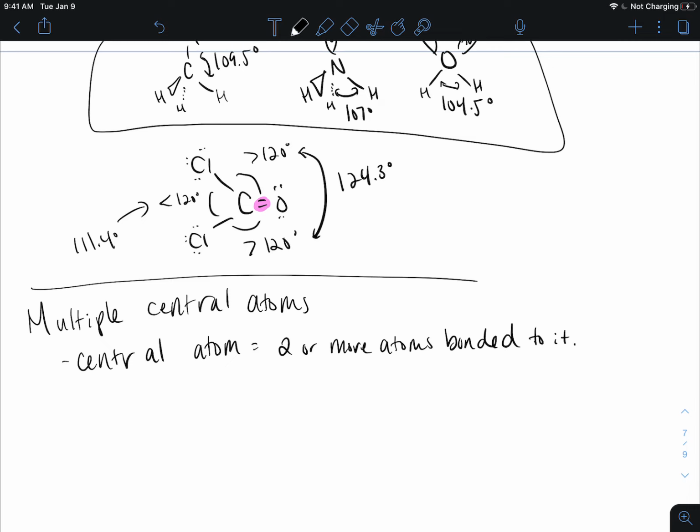So anything that has 2 or more central atoms is considered to have multiple central atoms. And we're going to look at things with multiple central atoms. The big things we're going to look at with multiple central atoms are organic compounds.